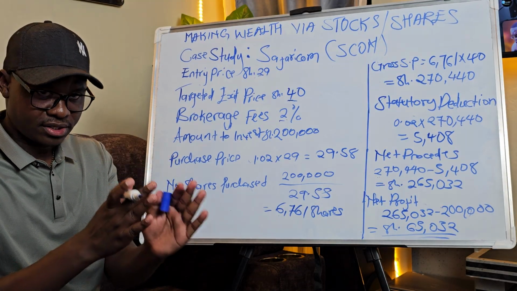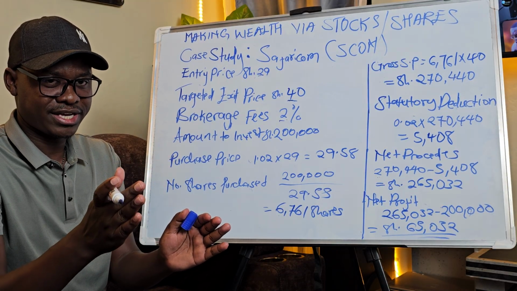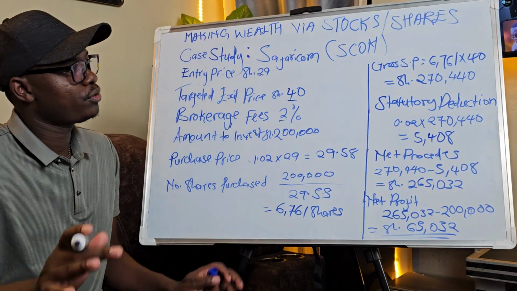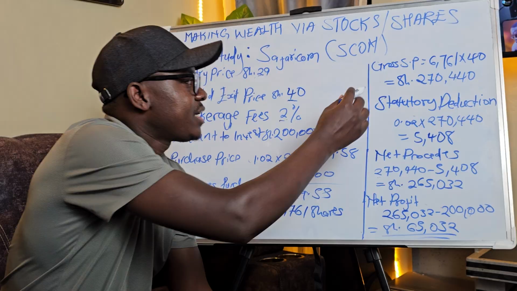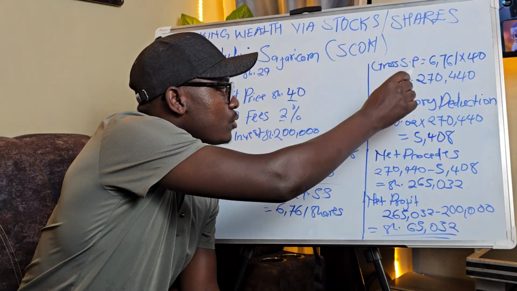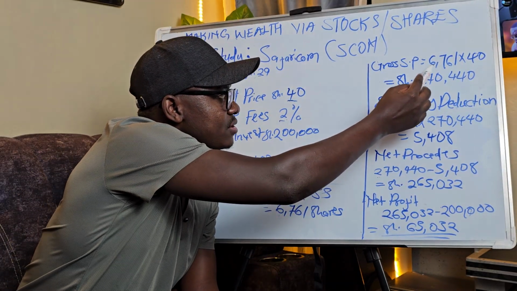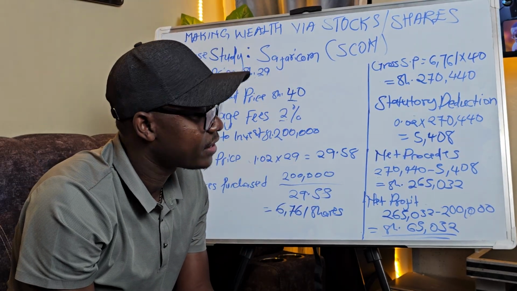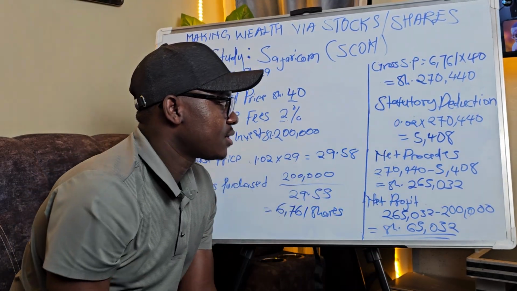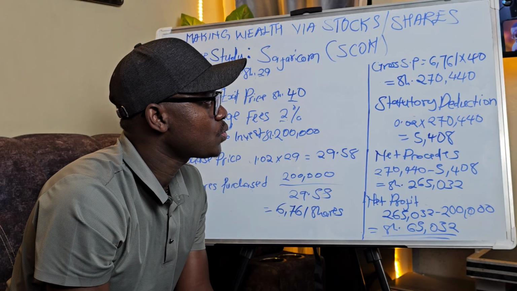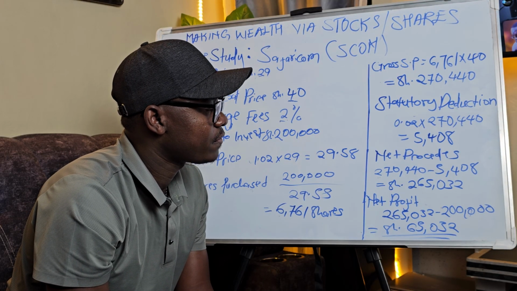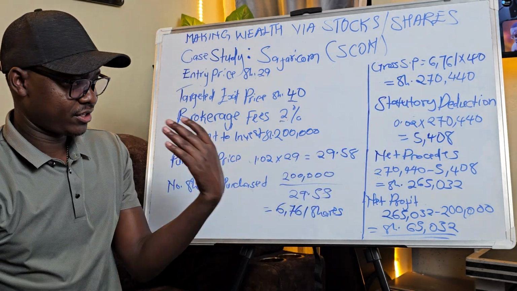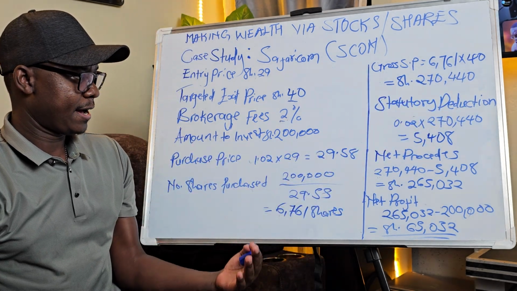Then stay calm in the market. Wait for your time to come. When the price hits 40, it's your time to exit. When you exit, for you to get the gross proceed, just take the number of shares you have, which is 6,761, multiplied by the exit price, which is 40. Then you get the proceed, which is 270,440.